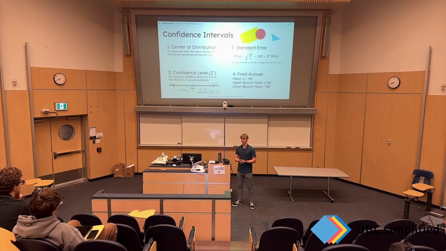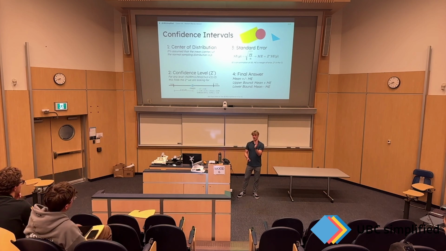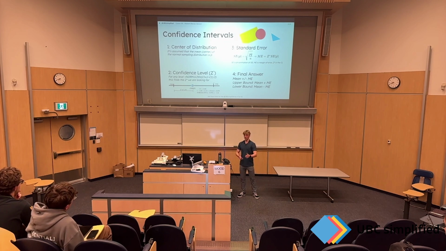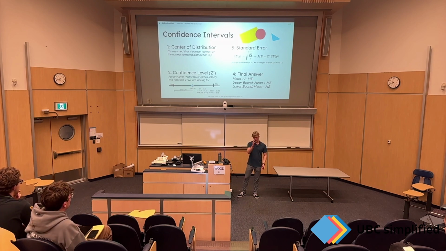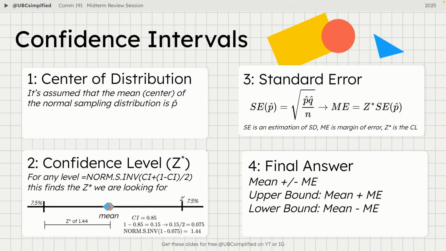Okay, so then for confidence intervals, we're going to start off, you want to assume that the center of distribution is essentially the mean of the center of the normal distribution is p hat. So you're assuming that from your sample that you collect, you're assuming that the center is the proportion that you got. So if you sampled people and 50% said they like oranges, you're assuming that that is your center. And then now you choose a confidence level.